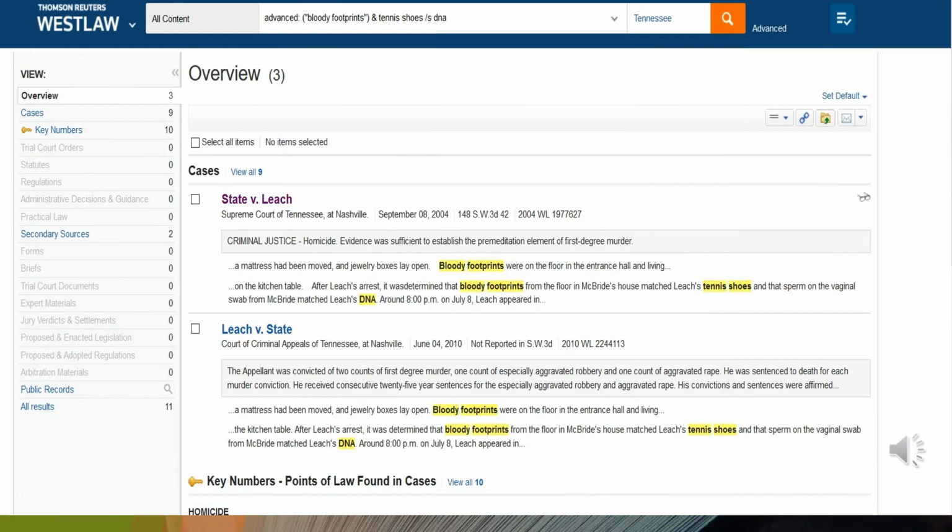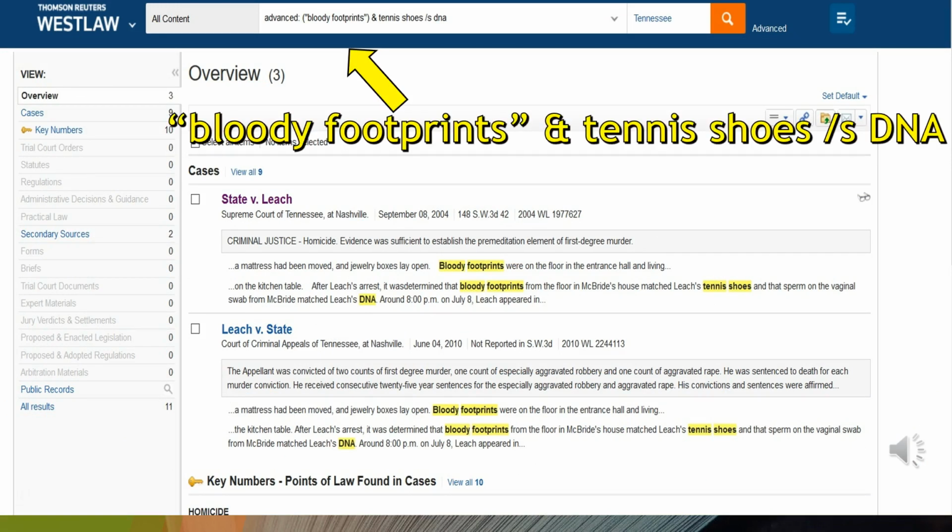On this slide, we're using the quotation marks, the ampersand, and the /S. The /S means same sentence. As you see, we use bloody footprints. So in our case, it brings up plural bloody footprints, and the ampersand sign tennis shoes /S DNA, same sentence. As you see, tennis shoes and DNA.